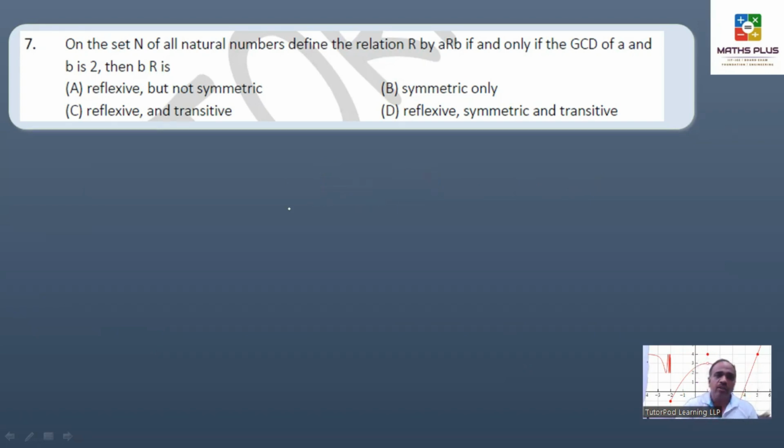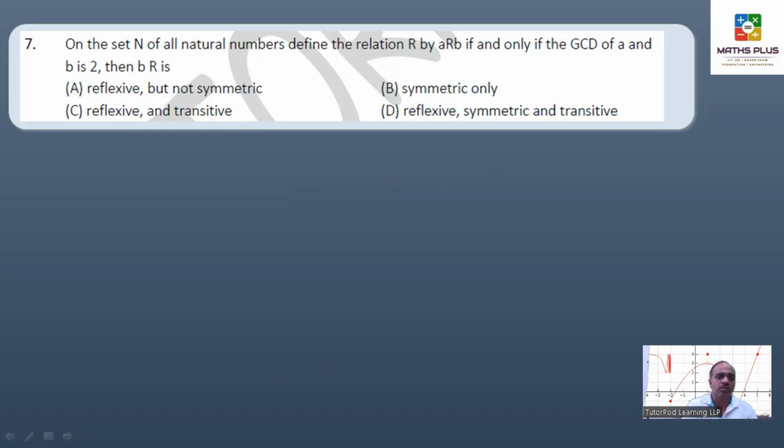Now if I take 4 and 10, what is the greatest common divisor? Which is the highest number that divides both 4 and 10? It is 2. So now you can say 4 is related to 10 according to this condition. Like this, the GCD must be 2, then only those numbers are related. So is this relation reflexive, symmetric or transitive?